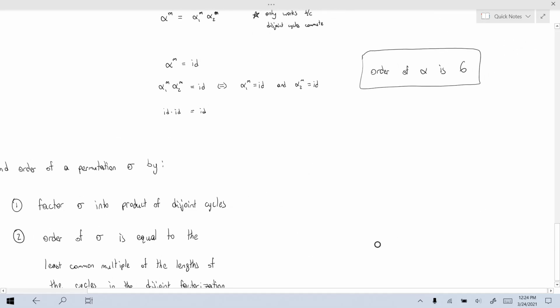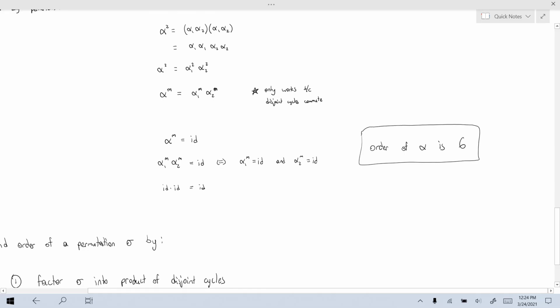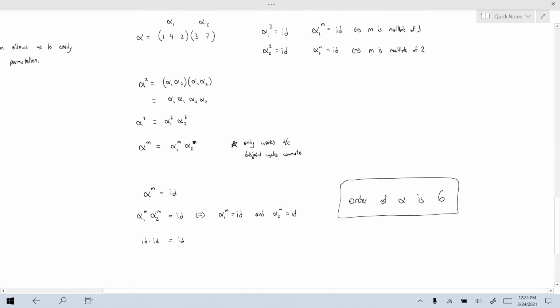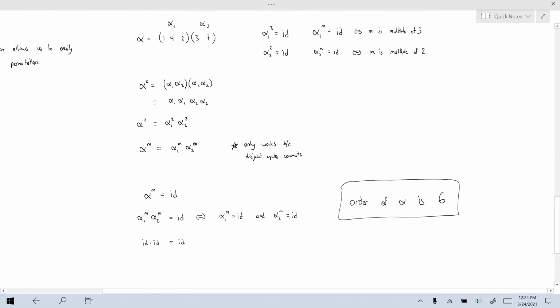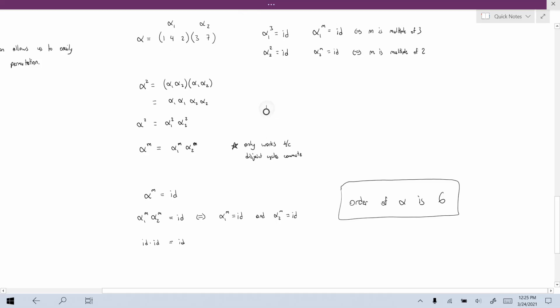So that's exactly how this example worked in explaining the order of alpha is 6. Ultimately, it turned out to be 6 because 6 was the least common multiple of 3 and 2, where 3 and 2 were the lengths of the cycles in the disjoint factorization of alpha. Okay?